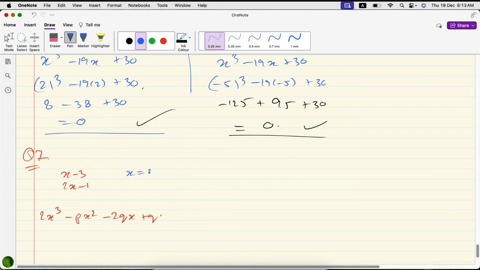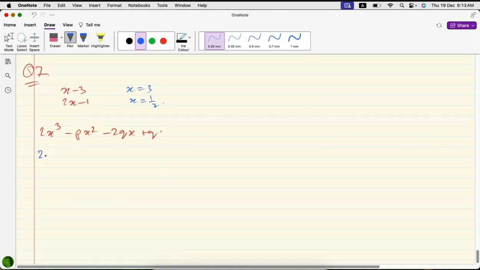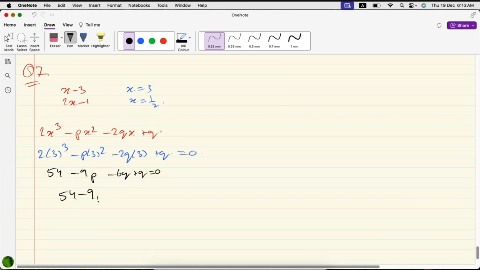So x is equal to 3 and x is equal to 1 by 2. 2 into 3 cube minus p into 3 square minus 2q into 3 plus q is equal to 0. 27 into 2 is 54. 3 square is 9, so minus 9p minus 6q plus q.